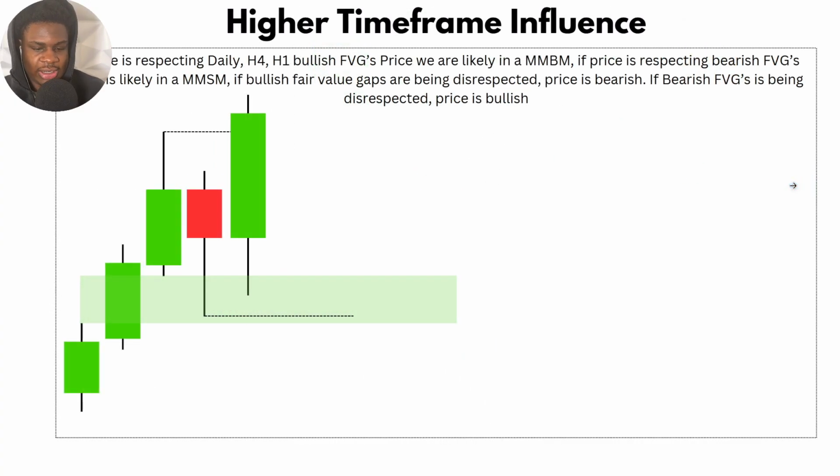And this is where we get into the higher time frame influence, right? If price is respecting daily, 4-hour or 1-hour bullish fair value gaps, we're likely in a market maker buy model. If price is respecting bearish fair value gaps, likely price is in a market maker sell model. If bullish fair value gaps are then disrespected, price is bearish. If bearish fair value gaps are being disrespected, then price is bullish.